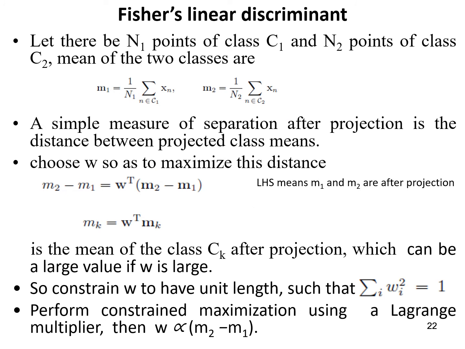Let there be n1 points of class C1 and n2 points of class C2. Means of the two classes are given. A simple measure of separation after projection is the distance between the projected class means. We have to choose w so as to maximize this distance given by m2 minus m1. The projected mean can have a large value if w is large. So constrain w to have unit length, such that summation wi square equals 1. Performing constrained maximization using a Lagrange multiplier, we get w proportional to m2 minus m1.